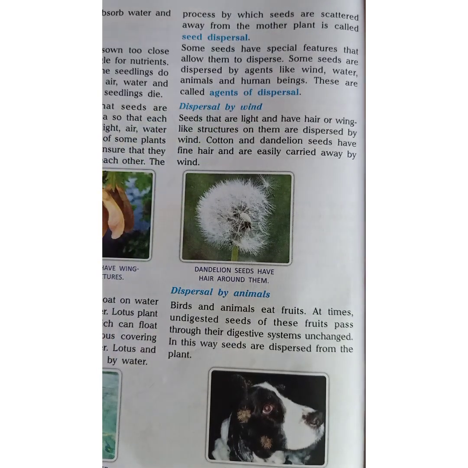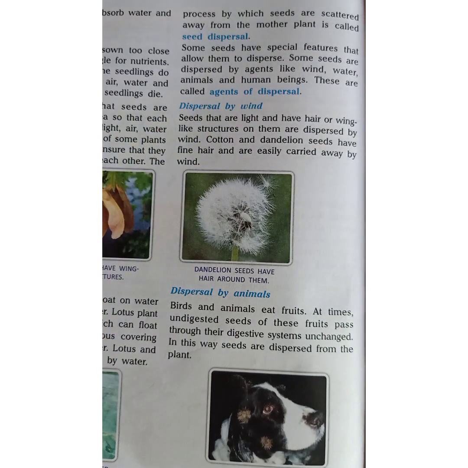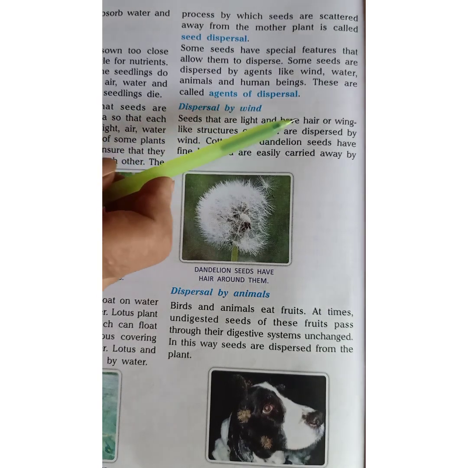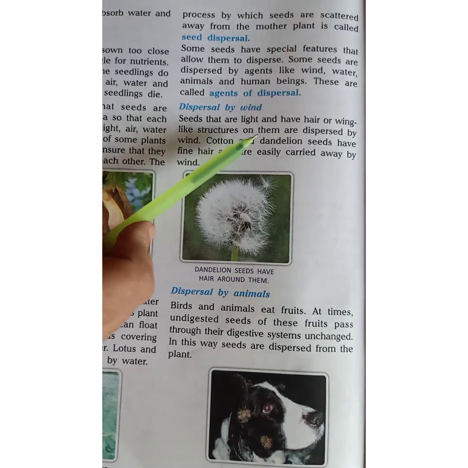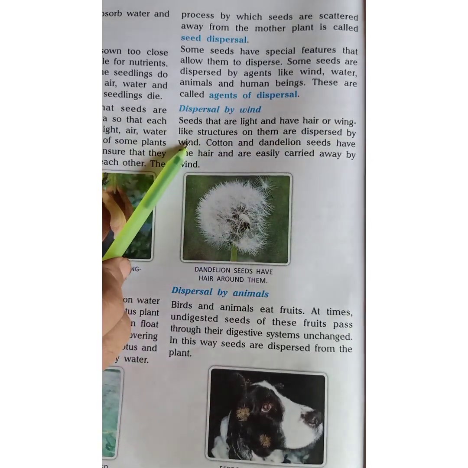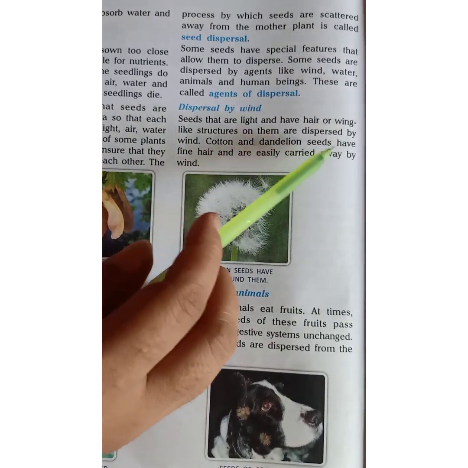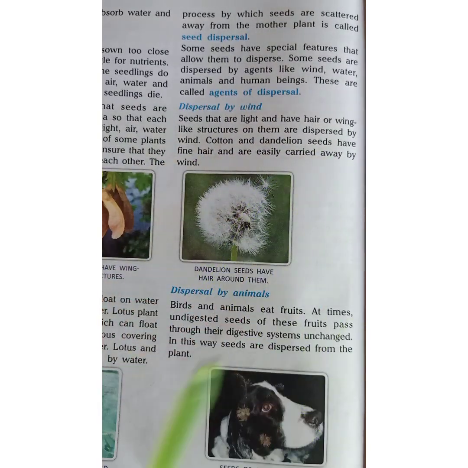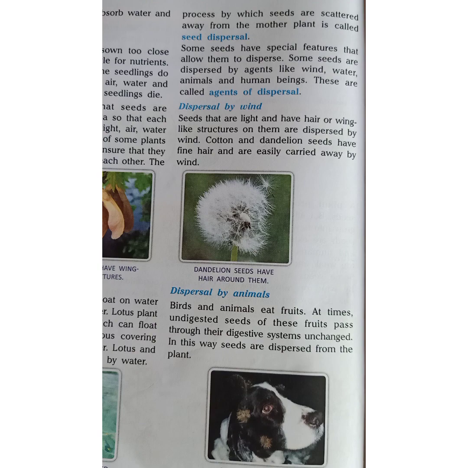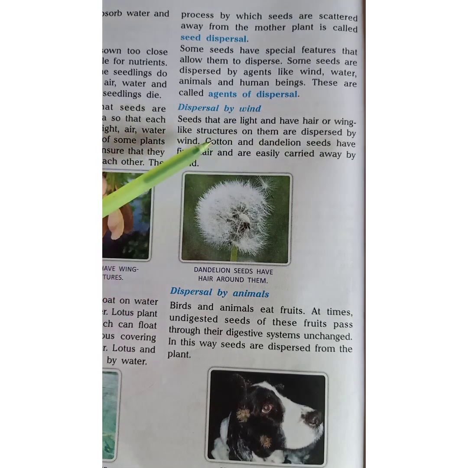Dispersal by wind. Which kind of seeds will be dispersed by wind? Seeds that are light and have hair or wing-like structures on them are dispersed by wind. So examples are cotton and dandelion. These seeds have fine hair and are easily carried away by wind. So the examples here are cotton and dandelion. These seeds are dispersed by wind.